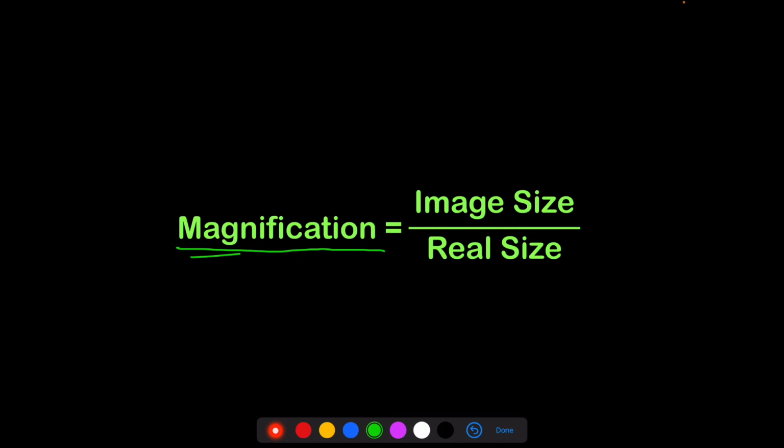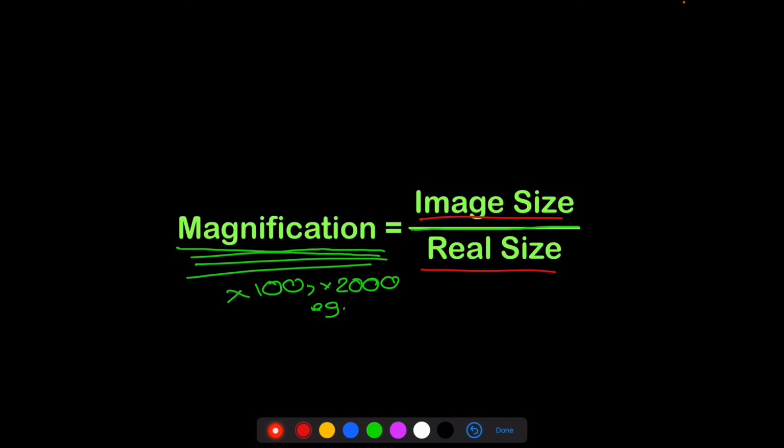So magnification, we saw what magnification was. It's a number, remember, like times 100, times 2000, for example. So magnification is equal to the image size over the real size. What do we mean by that? The image size, so literally the size of the image, okay? The size of the image.